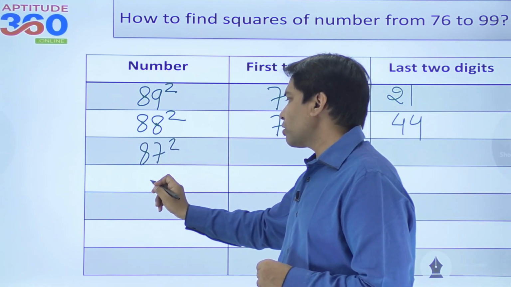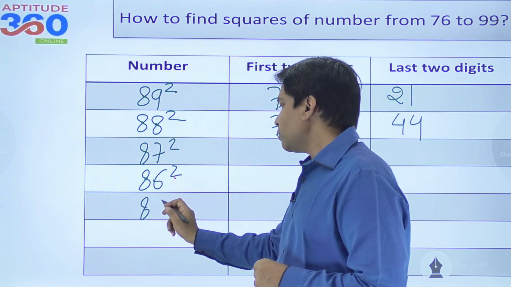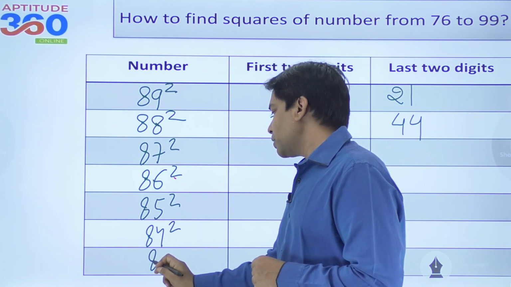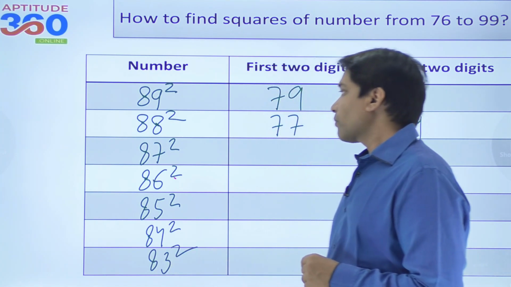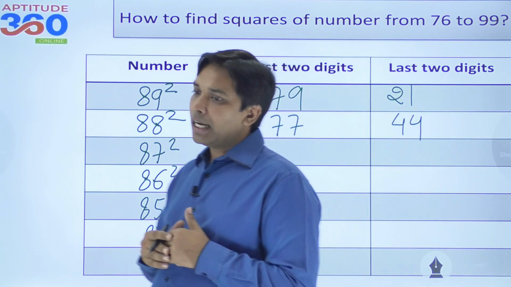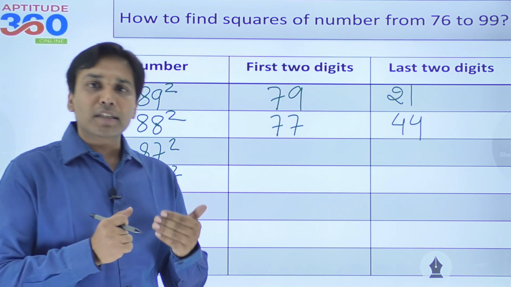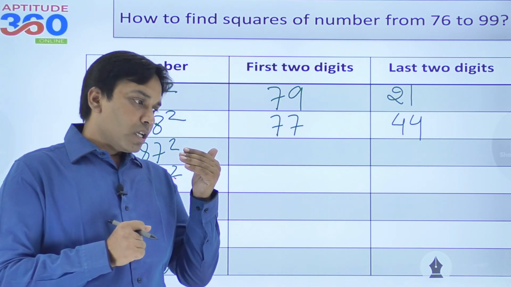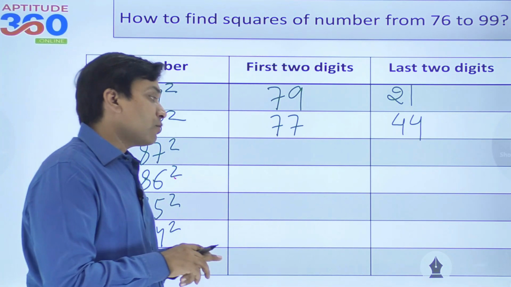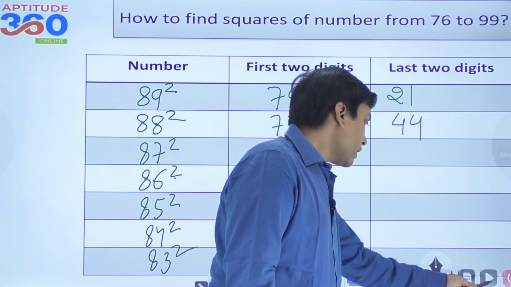I'll leave it onto you. I'm pretty much confident that you will be doing it, right? So now what we are understanding is that we can also find out squares of numbers from 75 to 100. So what are we left with? Now, as I said, you will be finding out.